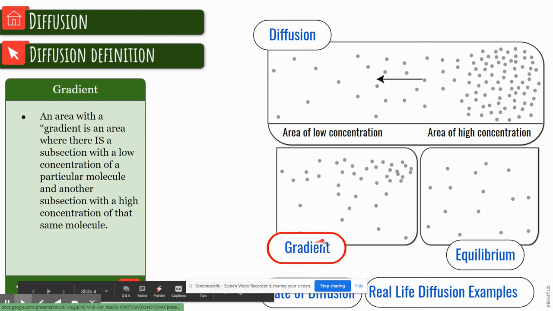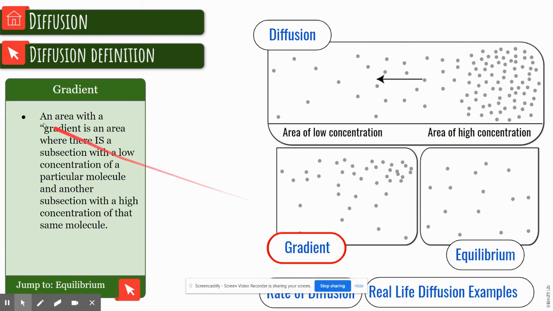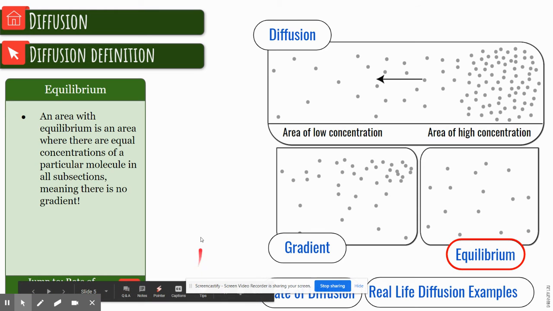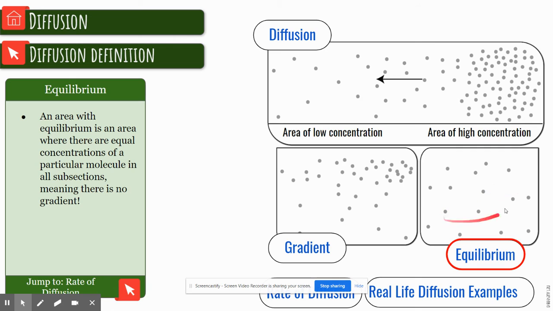So gradient refers to the difference between the area of high concentration and the area of low concentration. An area with a gradient is an area where there is a subsection with a low concentration down here of a particular molecule, and another subsection has a high concentration. So we say that the gradient goes from the high down to the low. It doesn't necessarily have to go down the picture. I mean, it could be in some cases going up. And the other example we could have is equilibrium, where there is no gradient. So it's equal concentrations of that particular molecule throughout.